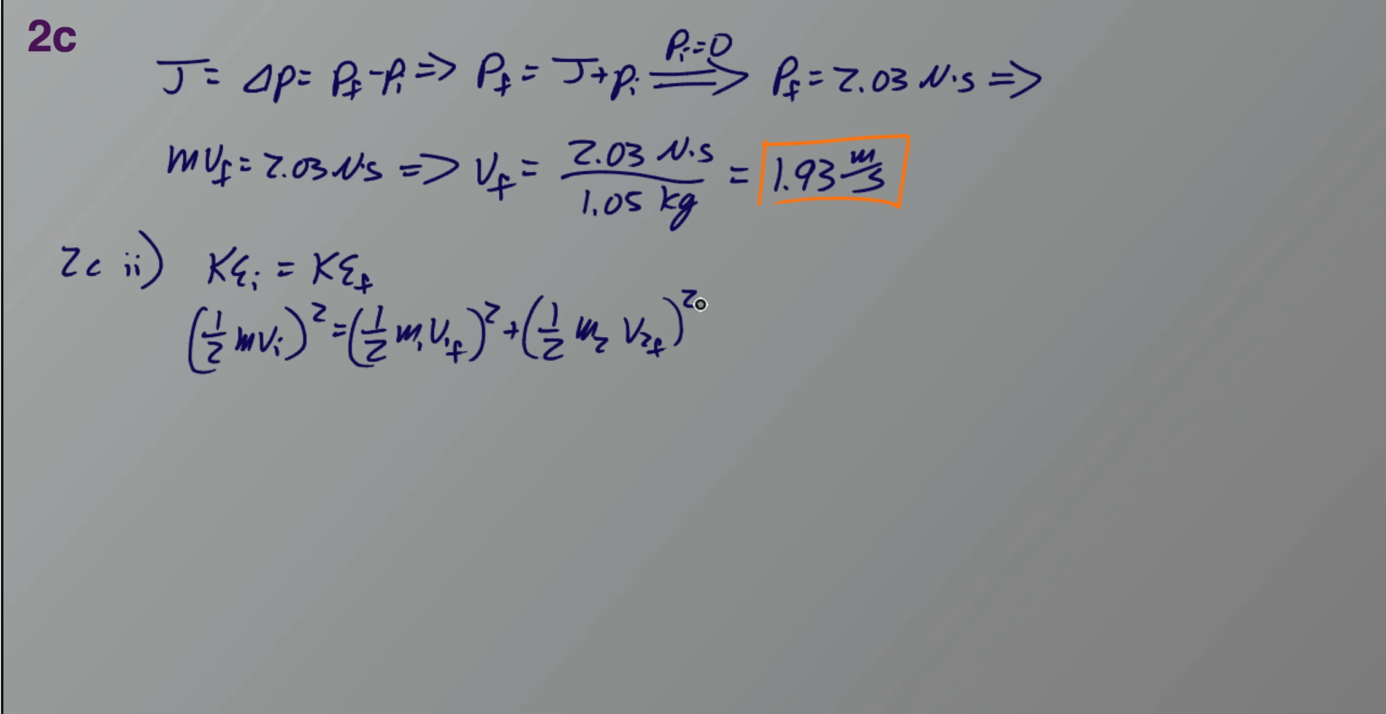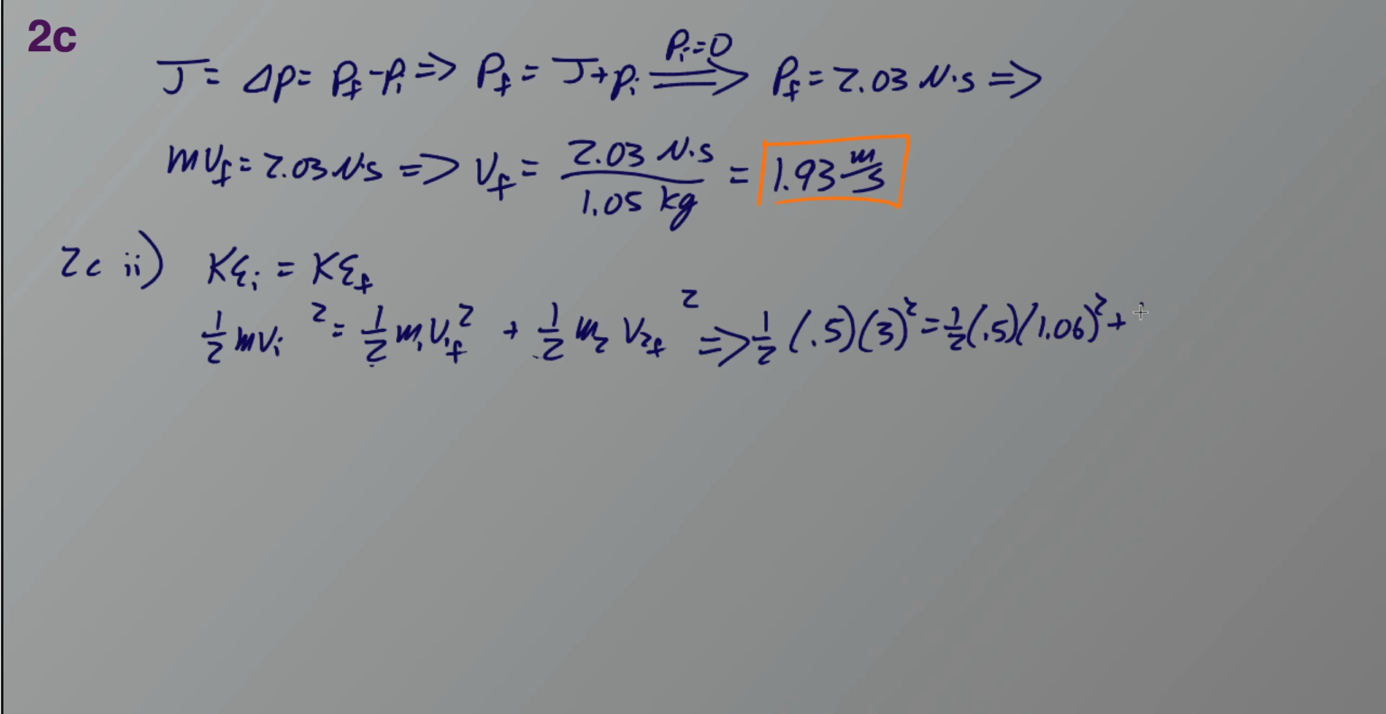squared. Oh, I don't quite know what I'm doing here. 1/2 m v initial squared. It's not the whole thing squared. Writing a little bit too quickly. There, that's better. Now we just have to plug in our different values here, which implies then that 1/2, our initial mass, 0.5, times our velocity, 3 squared, equals 1/2 times mass 1, 0.5, times its final velocity, 1.06 squared, plus 1/2 times our mass, 1.05, times its final velocity squared. So those have to be equal.